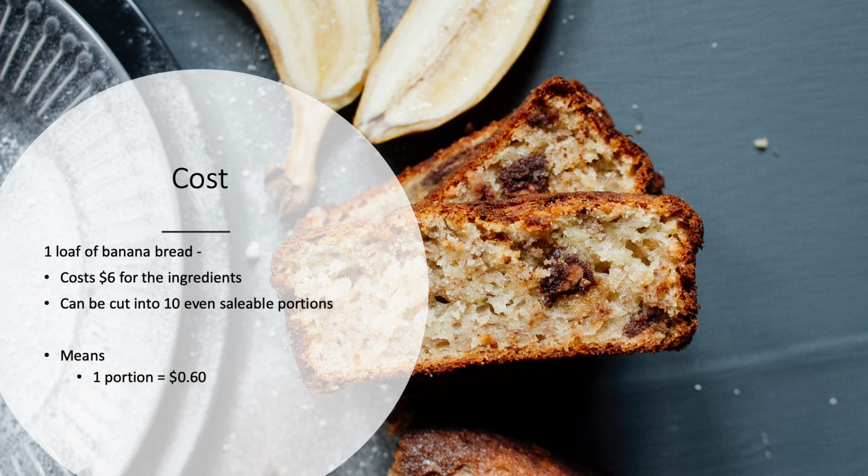This was when we got to a point where we used to buy banana bread, because we didn't have the staff to maintain the amount of banana bread that we had to make. So we say $6 is the cost price of the loaf of banana bread, and we can cut it into 10 even saleable portions. So elementary mathematics would suggest that one portion equals 60 cents.